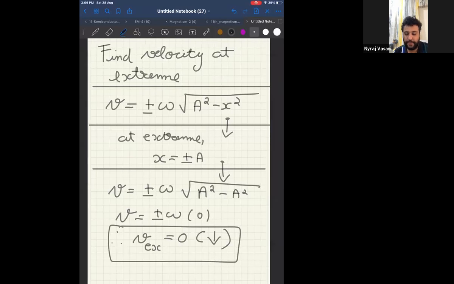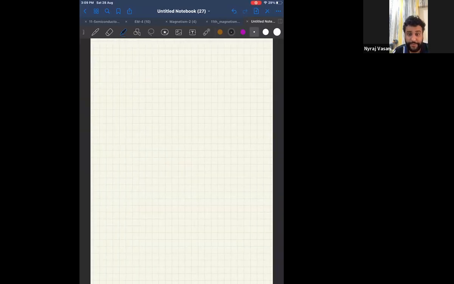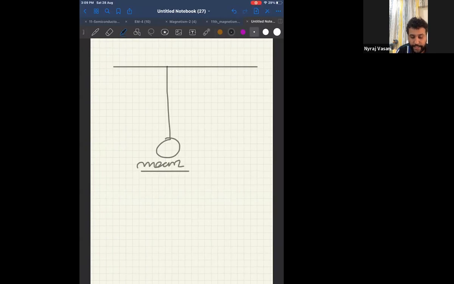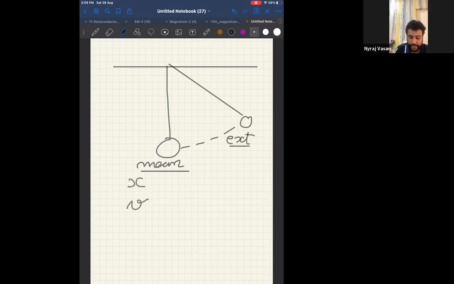Okay, now let us do a recap. Please understand this very well. We will take the summary again. Now we'll take a pendulum and this will be our mean position. And we will take the extreme position also. Now we have to find the value for displacement, velocity, and acceleration at mean position, and the same at extreme position.